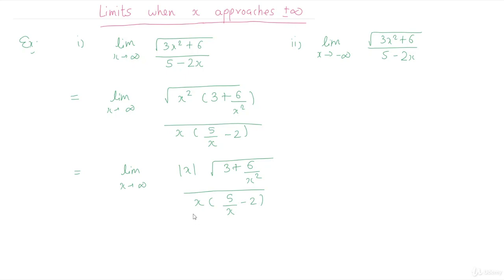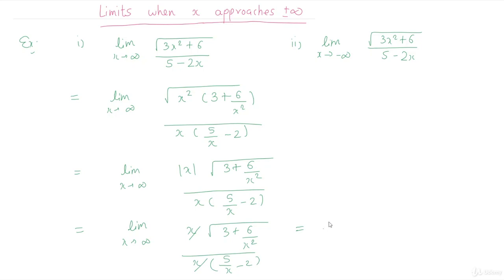So now let's take look first for the positive infinity case. Since positive infinity is a very large positive quantity, so this mod x, how we will open? So it will open as positive x. So let's open it for the case x approaches to infinity. So this will be x under root 3 plus 6 by x square by 5x multiplied by 5 by x minus 2, and this x can be cancelled by this x.